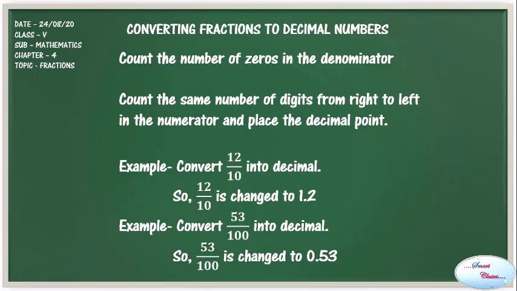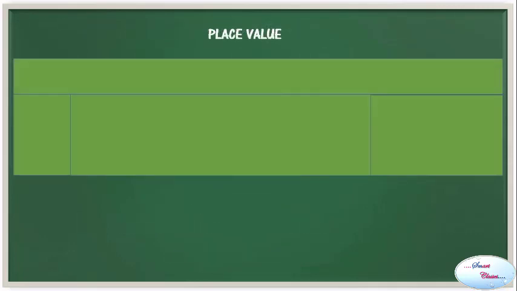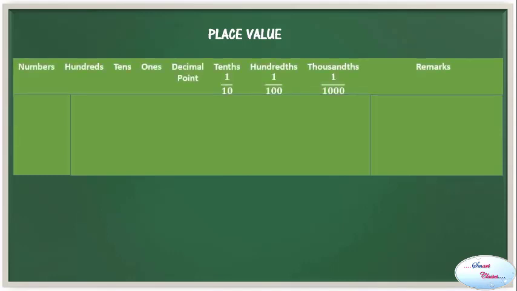Place value. We have earlier studied about place value of a whole number. Now we will study decimals on the place value chart. For example, let's have some numbers. So the numbers which we are having: 0.5, 4.7 and 234.621. Let's place it on the decimal chart.